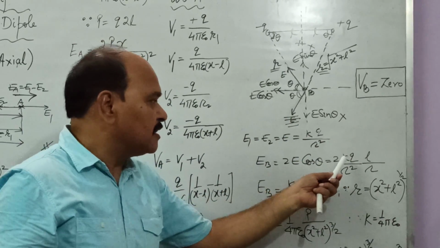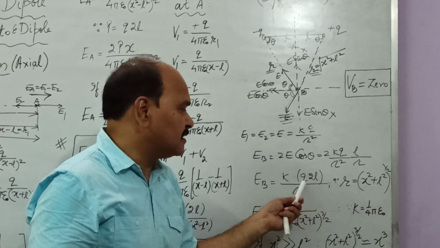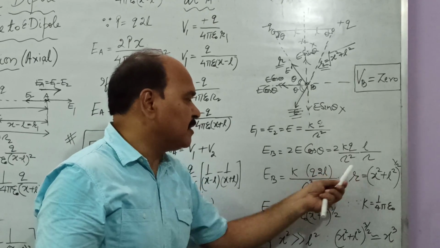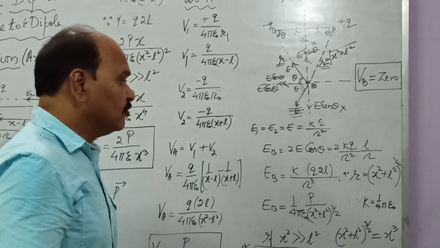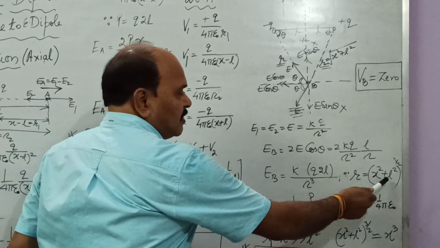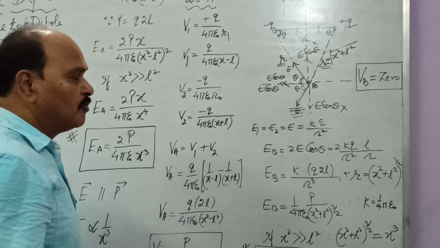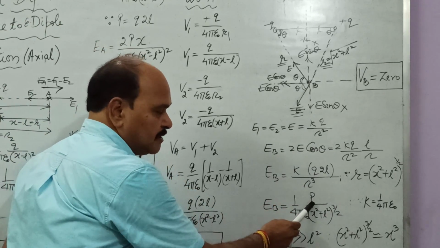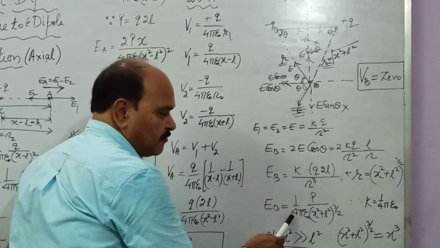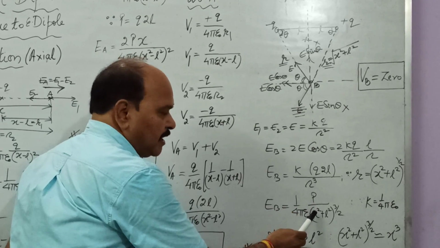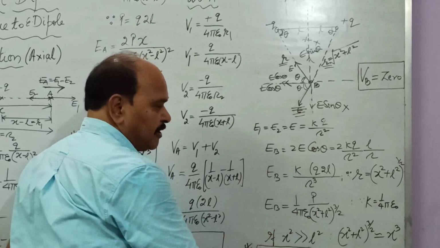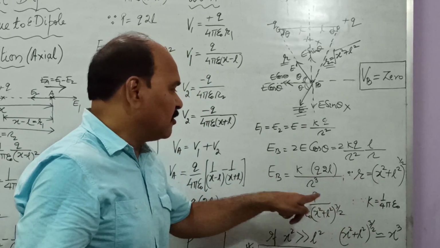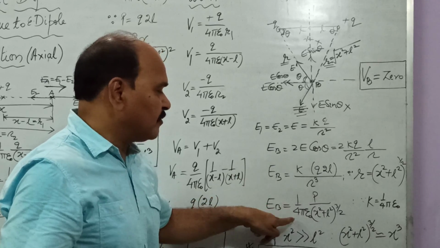As usual, Q into 2L is written together. K as it is, R square, and R becomes R cube. We know already that this R is (X square plus L square) whole square root. Well, Q into 2L can be written as P. So EB is equal to 1 upon 4 pi epsilon naught, P upon (X square plus L square) to the power 3 by 2. We have substituted the value of R, and also we have substituted the value of K as 1 upon 4 pi epsilon naught.